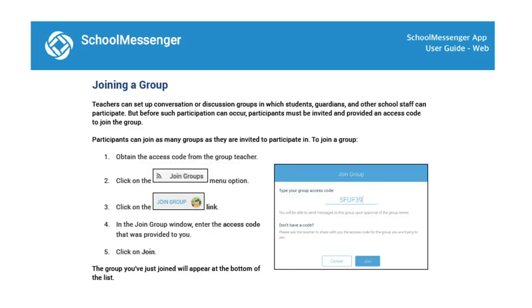As far as joining a group, once the participant has received the access code from the group teacher, they should click on Join Groups in the menu option, click on the Join Group link, and in the Join Group window, enter that access code that was provided. Click on Join, and the group that the participant has just joined will appear at the bottom of the list.